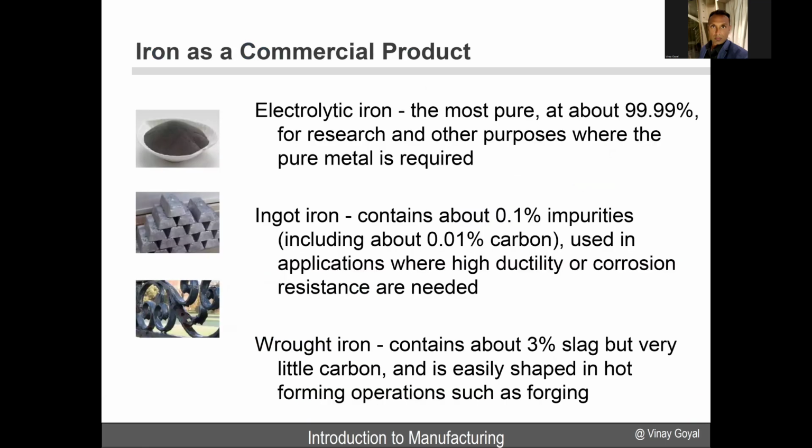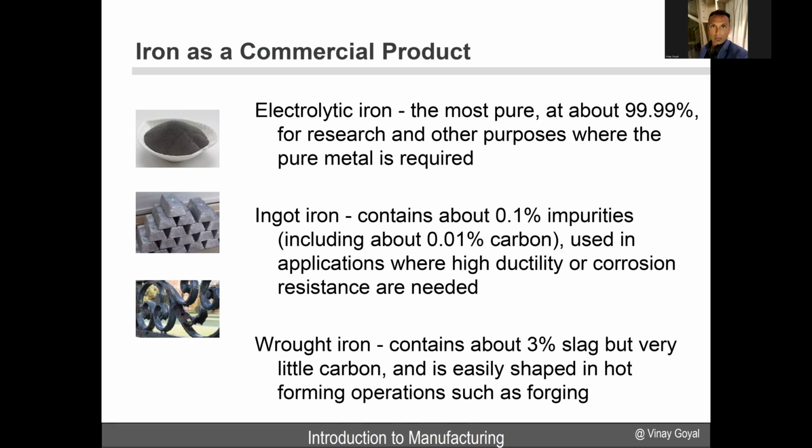So iron has been used as a commercial product in a lot of different applications. Electrolytic iron, which is the most pure at about 99%, has been used for research and many other purposes where the pure metal is required. You also may have seen ingot iron, which contains about 0.1% impurities, rare impurities. And that's used in applications where you need high ductility or corrosion resistance.